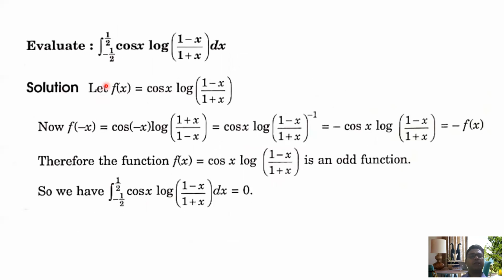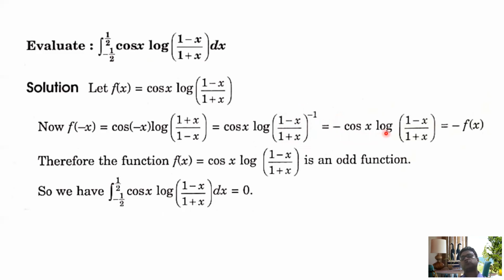Another one: integral from minus half to half of cos x log of 1 minus x by 1 plus x dx. Let f(x) equal cos x log of 1 minus x by 1 plus x. Now f of minus x is equal to cos of minus x log of 1 plus x by 1 minus x. Already you know cos absorbs the negative sign, so cos x log of 1 minus x by 1 plus x whole to the power minus 1. You have a unique property of logarithms, so this minus 1 you can take outside.